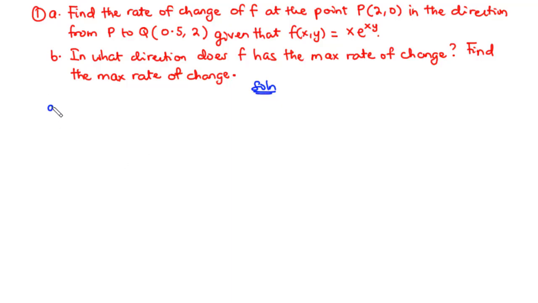Let's start off with a. Now we are asked to find the rate of change of f, which means that we want to find the directional derivative. Now from the previous lesson, we got to understand that the directional derivative of a function, here we have a function of two variables, x and y, is basically equal to the dot product of the gradient function and the unit vector. So we need to find these two components so that we can obtain the dot product of these two vectors to find the directional derivative.